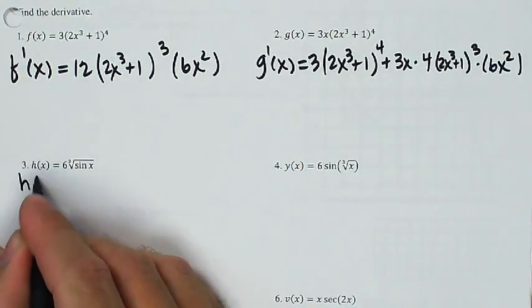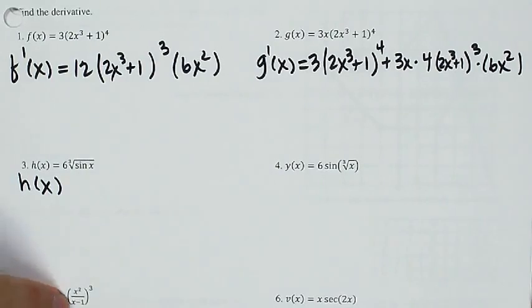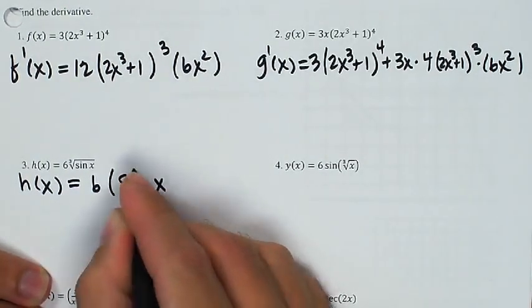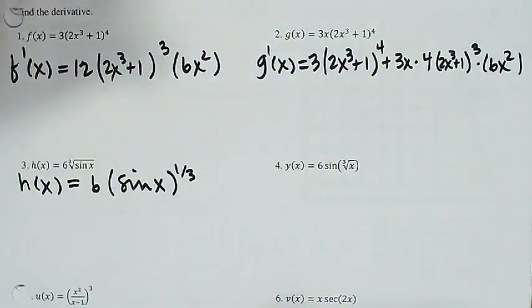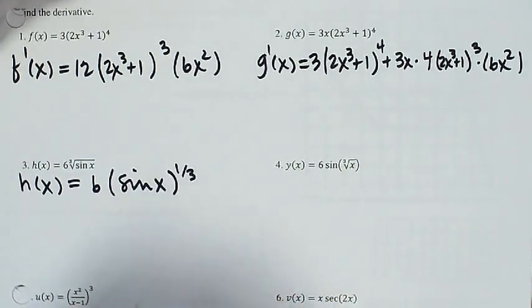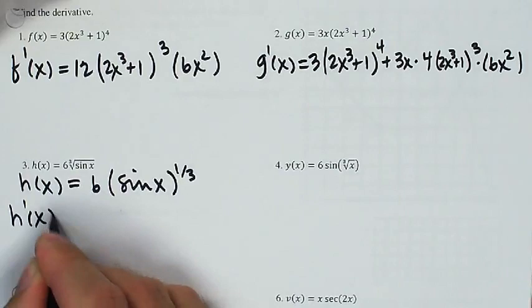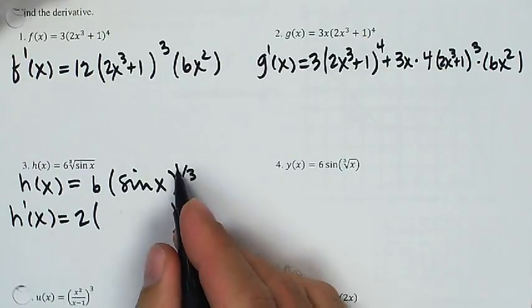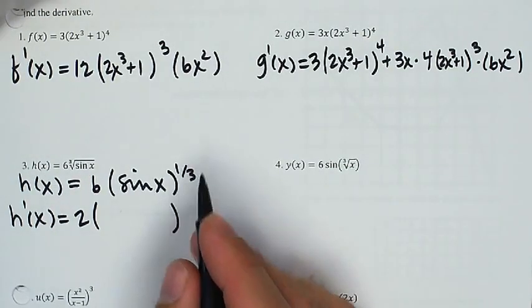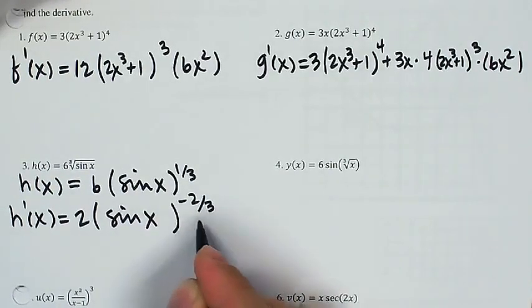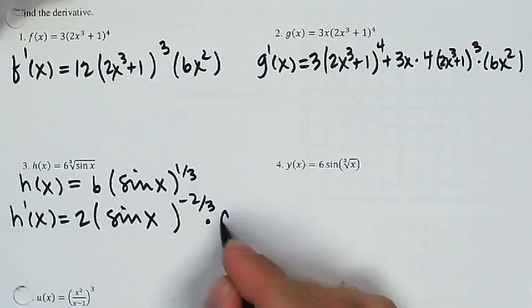All right, this one I'm going to have to rewrite. I see a square root, a cube root, really any kind of radical. I need to rewrite that as a power so I can use power rule. So h of x is 6 times sine x to the 1/3 power. Okay. Now I'm going to take the derivative, starting with the power rule on the outside, and then working my way in for the chain rule. H prime of x is going to be 6 times a third is 2, times the thing to the 1/3 minus 1, which is 1/3 minus 3/3, is negative 2/3. And I'll have, leaving the inside the same, and then I need to remember to multiply by the derivative of the inside for the chain rule.